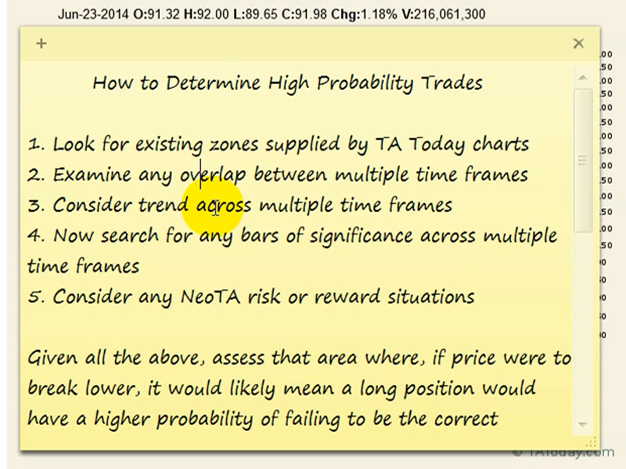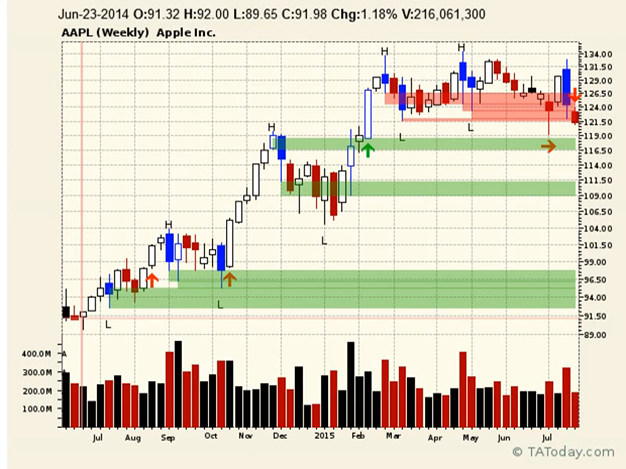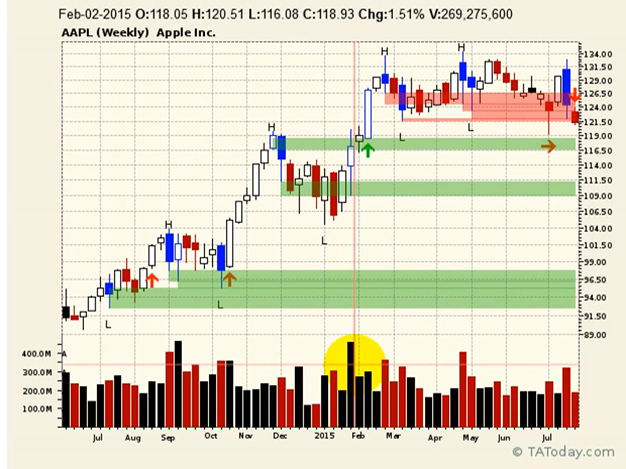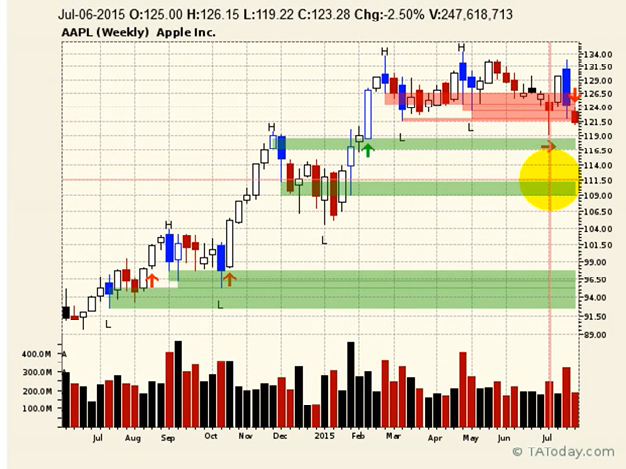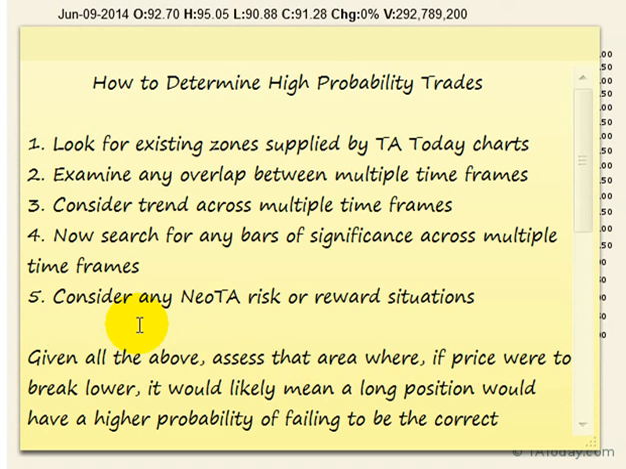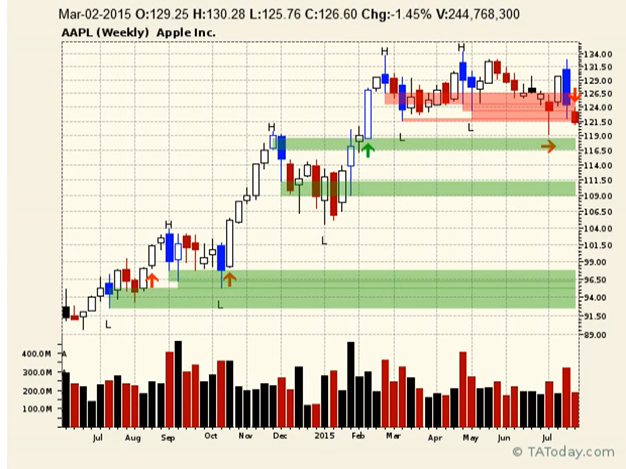You want to consider the trend we just did. Now you search for any bars of significance across those multiple time frames, and the way we started, that's exactly what we were doing. We were looking at this bar, we were looking at this bar on the way down, and so forth, right? Then we want to consider any Neo-TA type risk-reward situations, and in a way we've already done that as well because we talked about this being an anchored, a retest regen zone. It's been tested one time, right? High probability gets bought the first time, and it did. Now the probabilities are lower, 62% or so. So as it comes back, that's one situation.